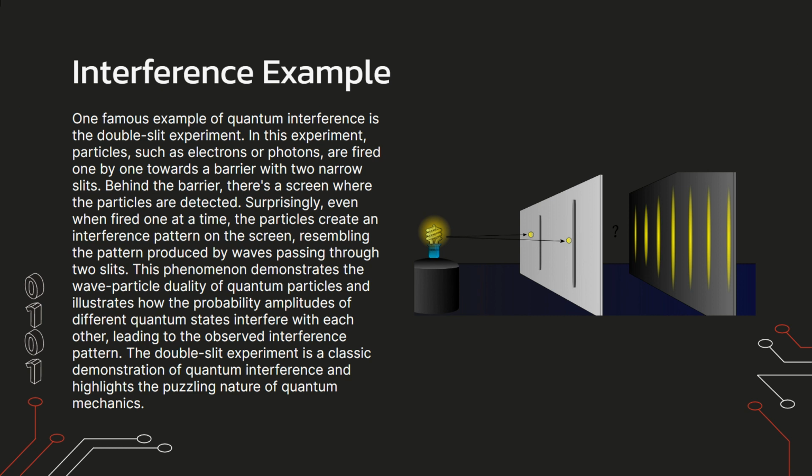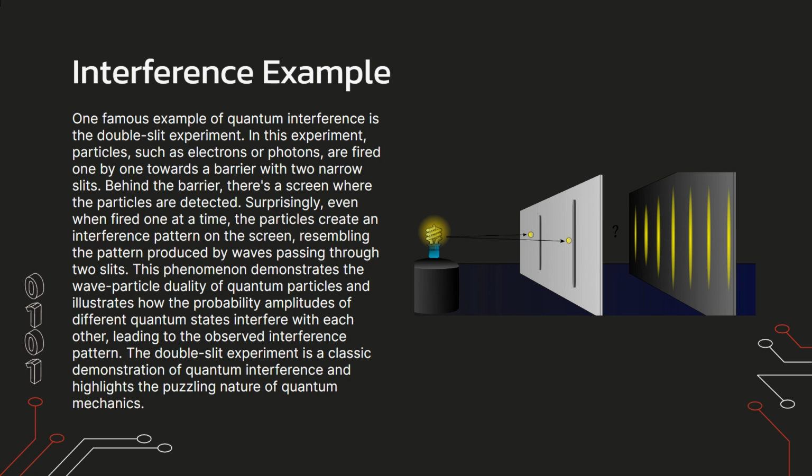Surprisingly, even when fired one at a time, the particles create an interference pattern on the screen, resembling the pattern produced by waves passing through the two slits. This phenomenon demonstrates the wave-particle duality of quantum particles and illustrates how the probability amplitudes of different quantum states interfere with one another, leading to the observed interference pattern.